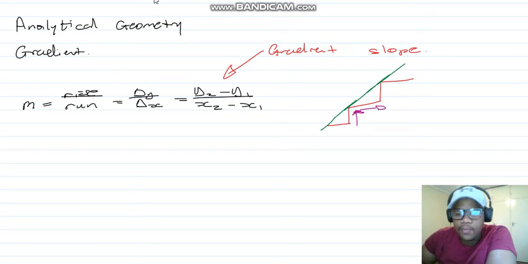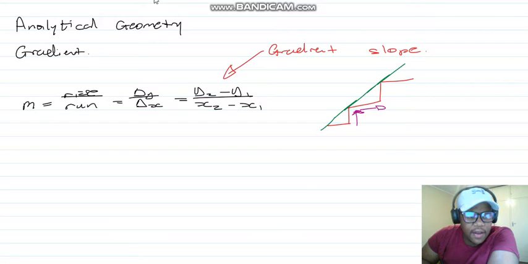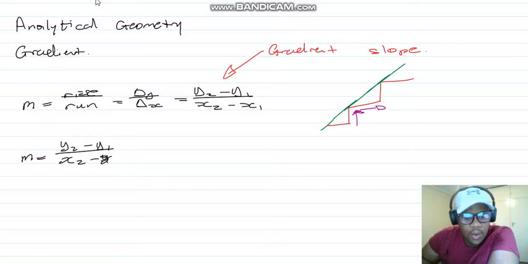So this line would be a particular steepness. However, I don't want to talk much about that. I would really love to, but anyway, gradient is given by mostly y2 minus y1 over x2 minus x1.